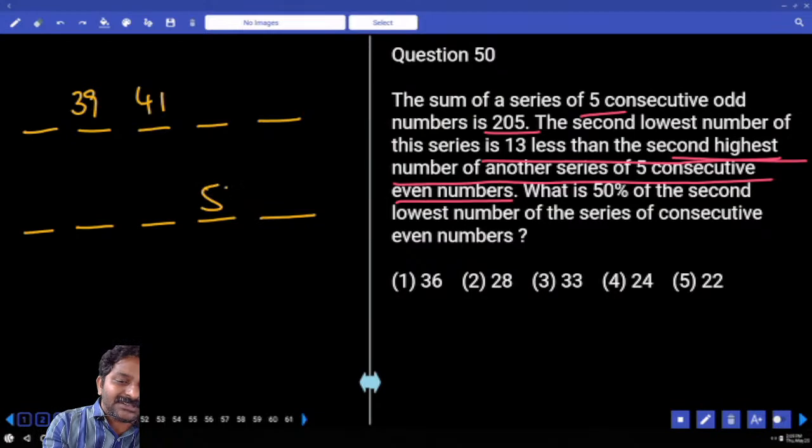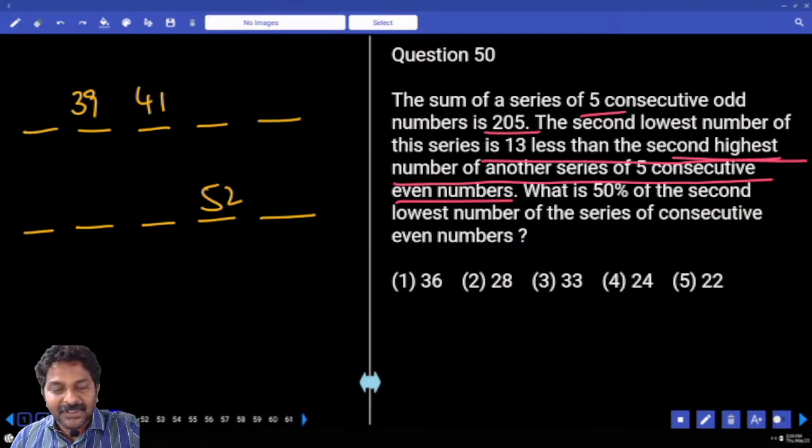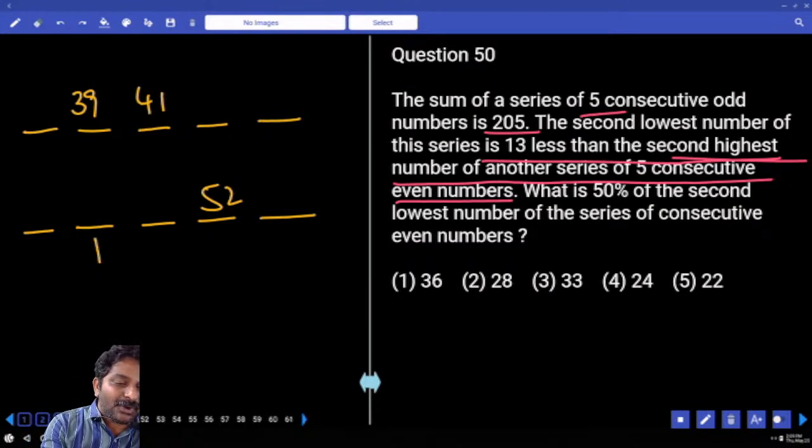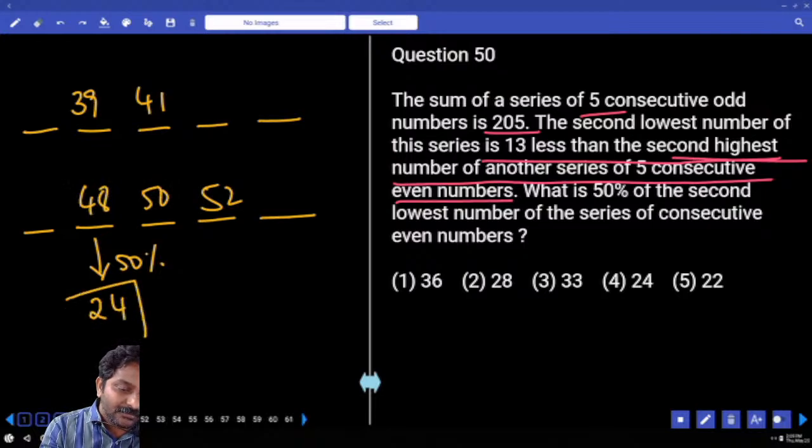And all these numbers are consecutive even numbers. What is 50% of the second lowest number of the series of consecutive even numbers? So whatever number comes here, out of that we need to calculate 50%. Correct? Before 52, before that 50, 48, 24.